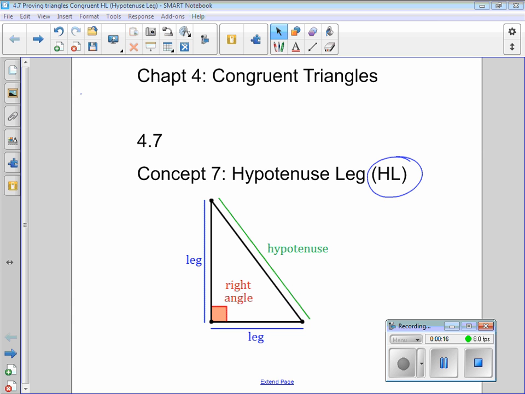It's the last of the several shortcuts we're going to use to prove triangles are congruent. Now, I need to make sure that your right triangle vocabulary is up to speed here. In a right triangle, we have two sides that form the right angle. Those two sides are called legs. Now, in an isosceles triangle, we had legs as well, but in an isosceles triangle, the legs are congruent to each other. That's not necessarily true for a right triangle. Simply put, the legs are the two sides, however long they are, that make the right angle. The hypotenuse is the side across from, or opposite, the right angle.